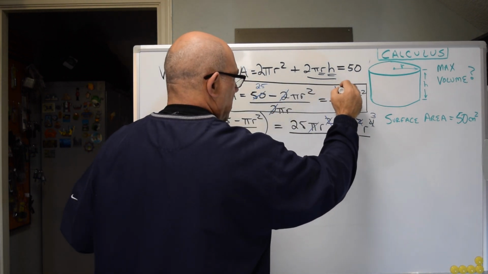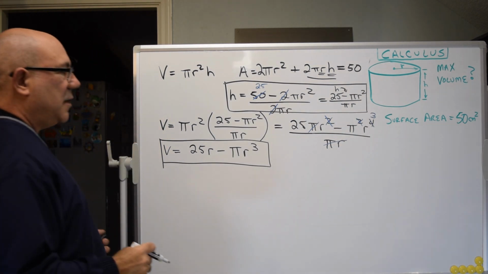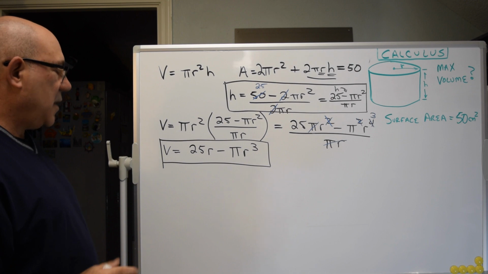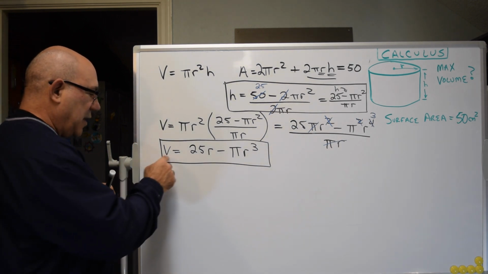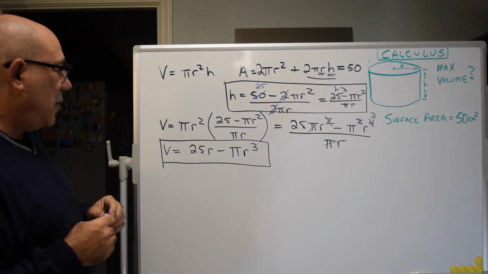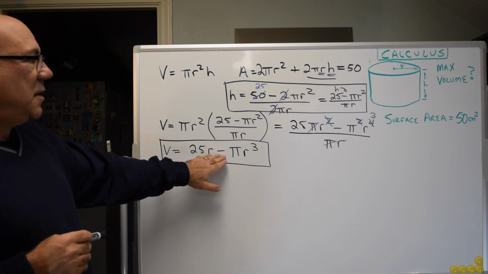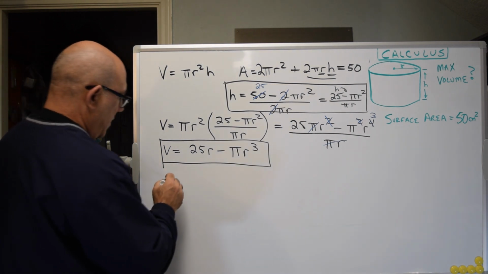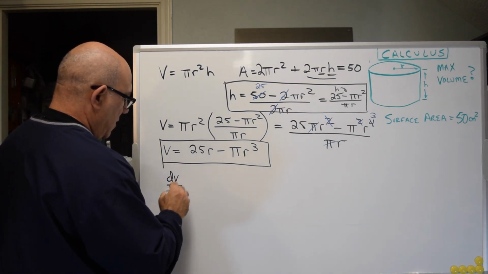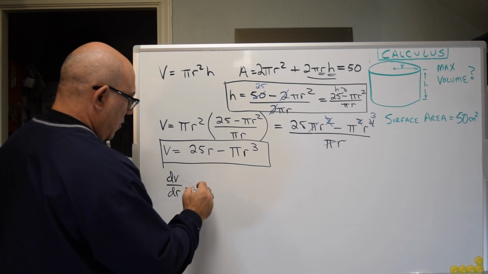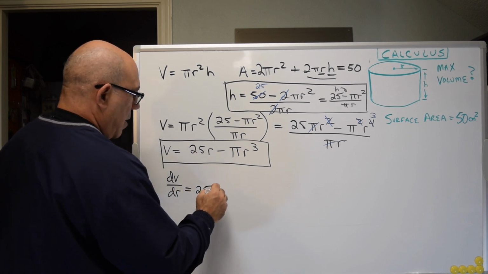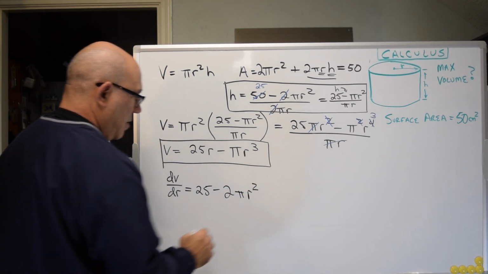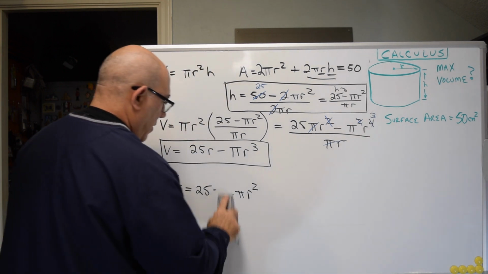Okay, so that is an important equation, along with this piece here. This is h. So now we have h, and we also have the volume. We can take the derivative of this volume and set it equal to 0. We can find the radius that's going to give us the maximum volume. So if we take dV with respect to r, it's going to equal 25 minus 2 pi r squared. Sorry, 3 pi r squared.